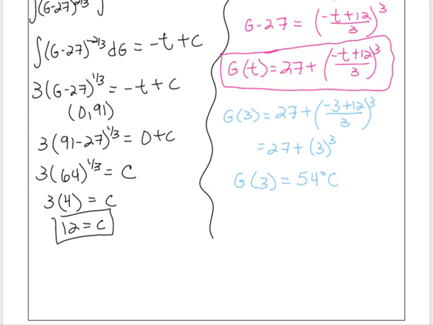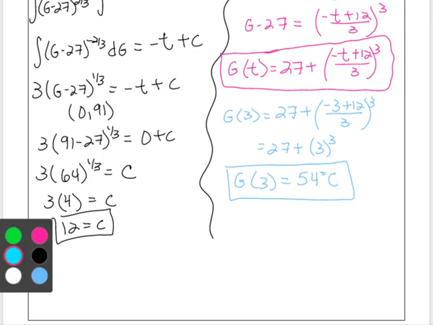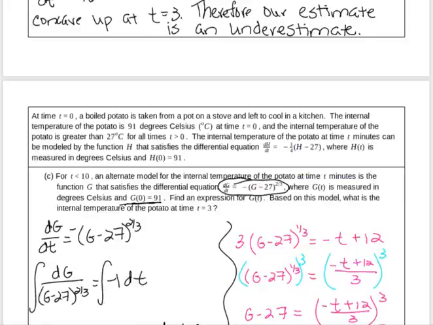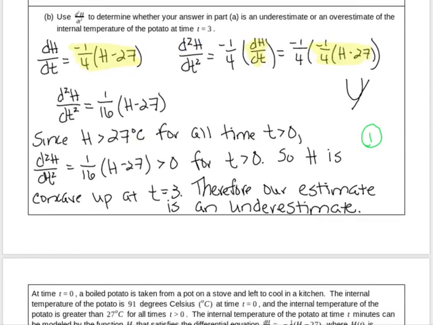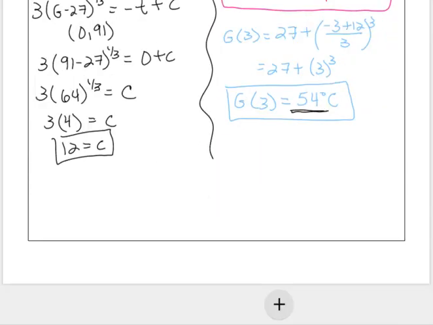54 degrees Celsius. Now, I just want to point out to you really quickly, we found the actual temperature now based on this model to be 54 degrees. In part A, we made an estimate that it was 43 degrees. In part B, we said that that estimate is an underestimate. So we can see that that's actually true then. So that's a good way to kind of check yourself on this and kind of just make sure you've got the right thing going on.